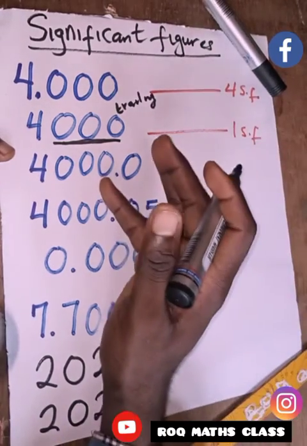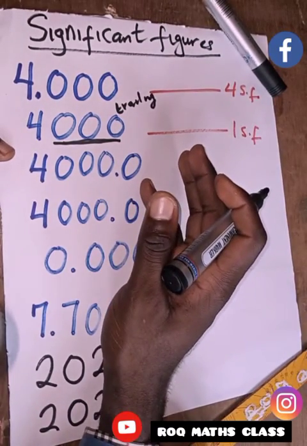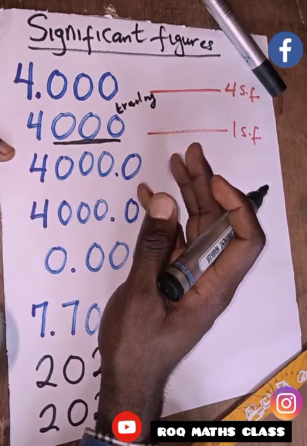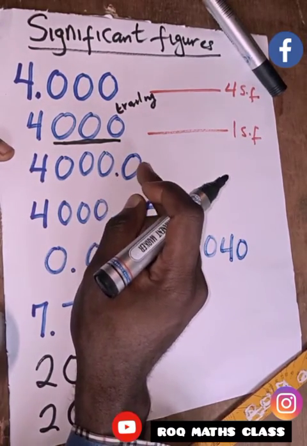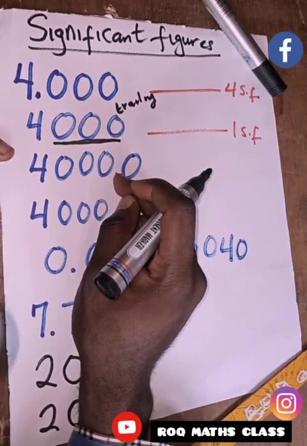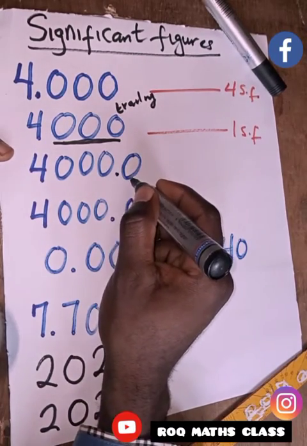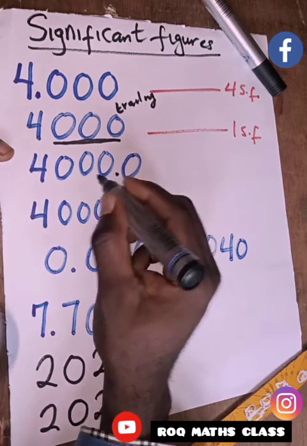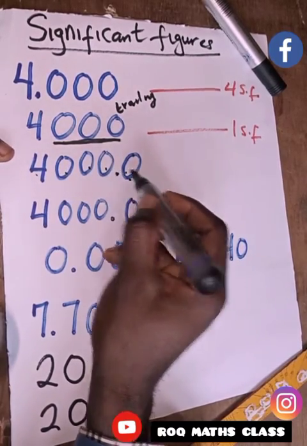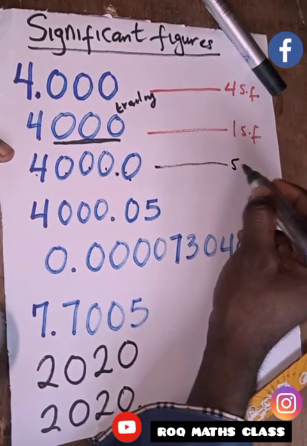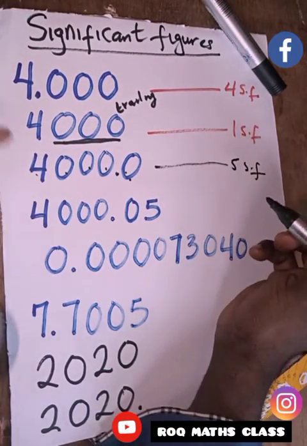What about 4,000.0? How many significant figures is this? Let's count together. We can only count this 0 when it has a decimal point, and we can also count this 0 when it has a decimal point. This is a trailing 0. So how many significant figures do you have? 1, 2, 3, 4, 5. This is 5 significant figures.